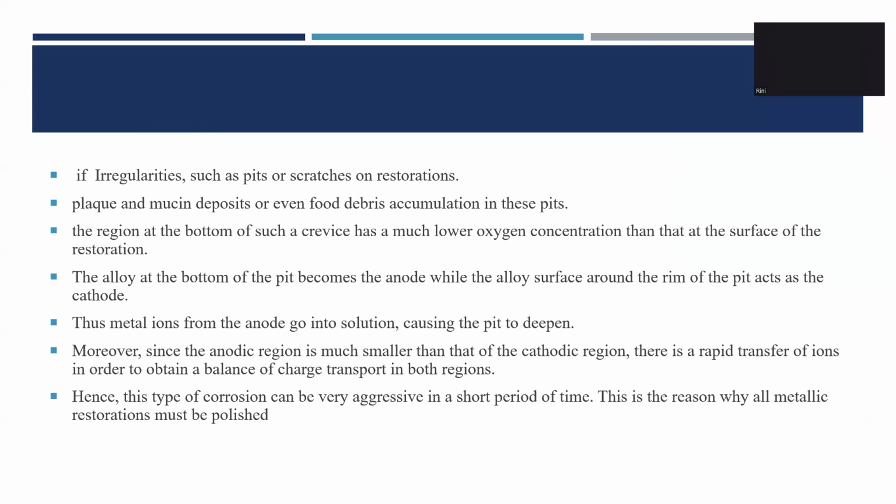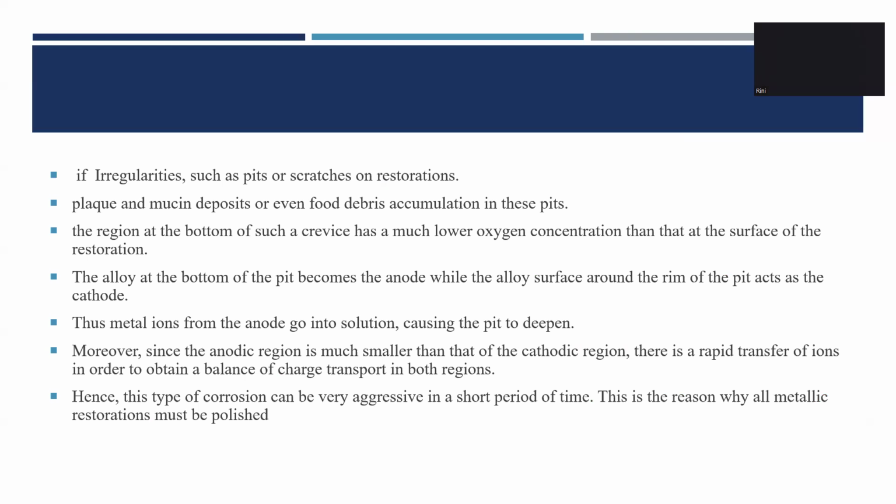The region at the bottom of such a crevice has a much lower oxygen potential than that of the surface of the restoration. The alloy at the bottom of the pit becomes the anode, while the alloy surface around the rim of the pit acts as the cathode. Thus, metal ions from the anode go into solution, causing the pit to deepen.